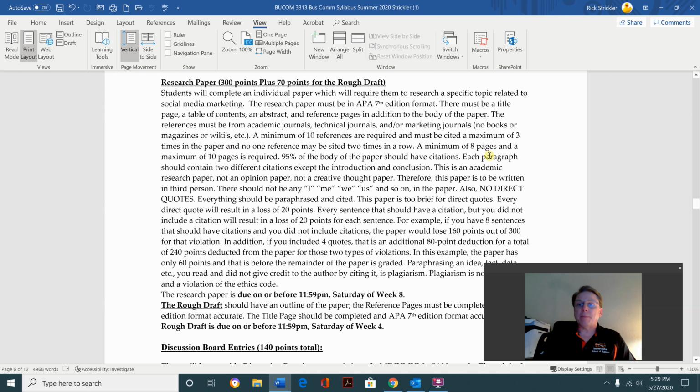Okay? A minimum of 8 pages and a maximum of 10 pages is required. 95% of the body should have citations.